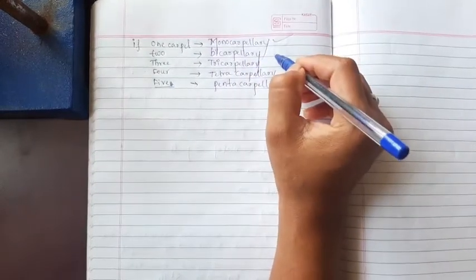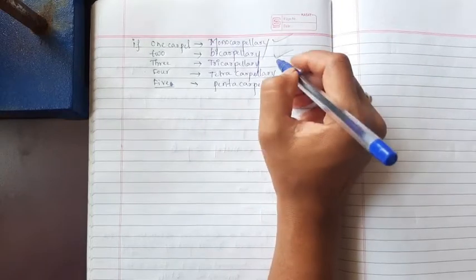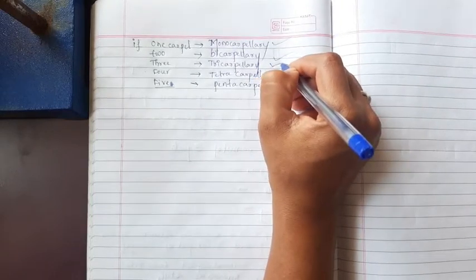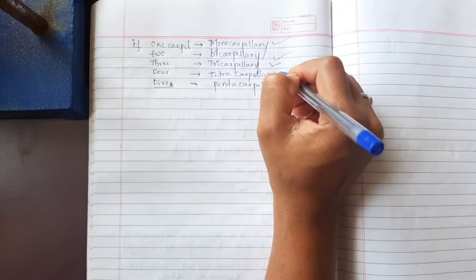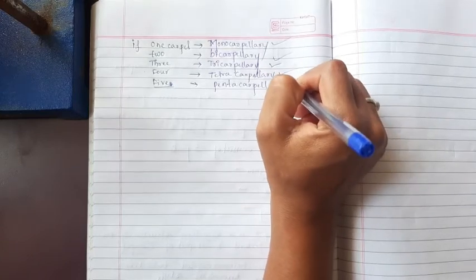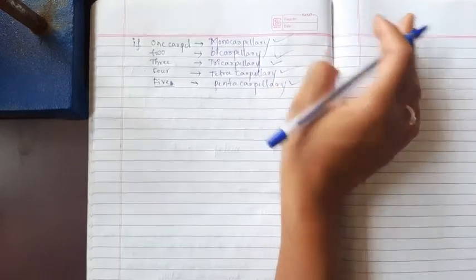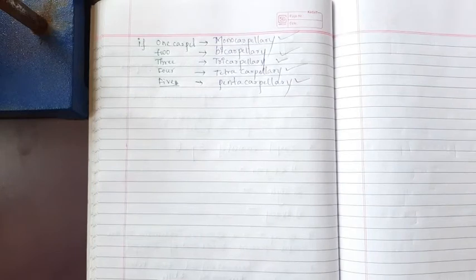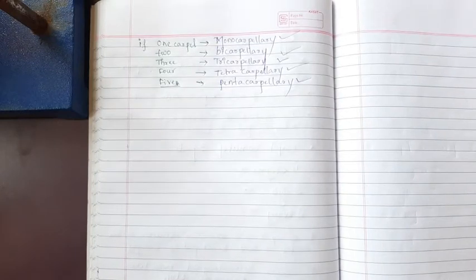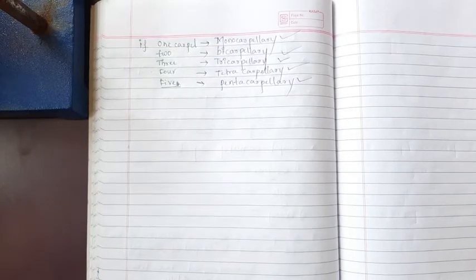If carpels are 2, bicarpellary. If carpels are 3, tricarpellary. If carpels are 4, tetracarpellary. If carpels are 5, pentacarpellary. Mono, bi, tri, tetra and pentacarpellary conditions you can see in the flower.